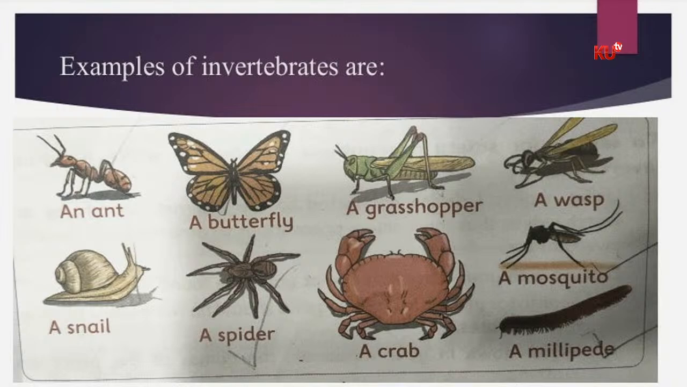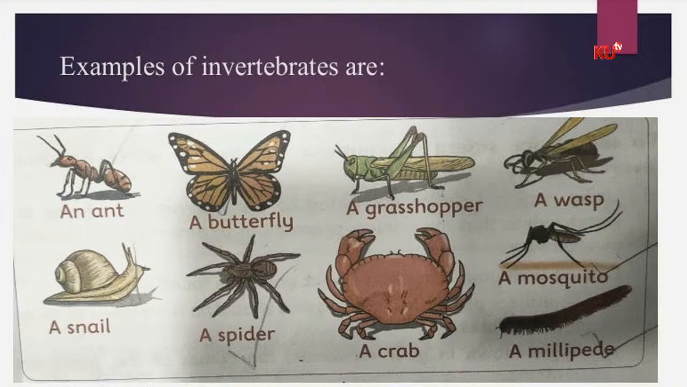We have an ant as the first example of an invertebrate. We can also see a butterfly. A butterfly does not have a bone in its body, and so it is also called an invertebrate. Number 3, we have a grasshopper that forms part of the invertebrates. We have a wasp, and these wasps are found in our houses. When you see a wasp, remember it is an invertebrate.